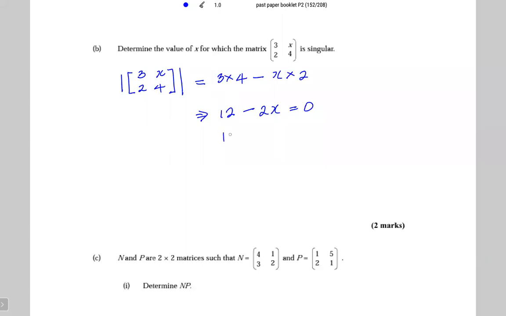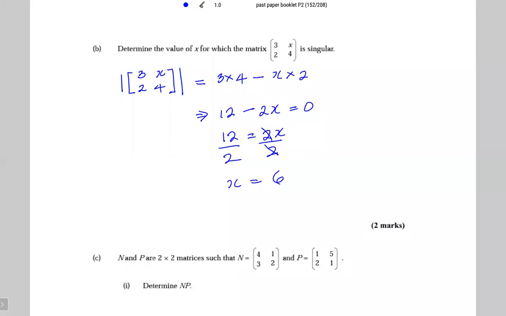If the matrix is singular, the determinant would be equal to 0. So therefore we'd have 12 is equal to 2x. Negative 2x goes over and becomes positive. Divide both sides by 2. And so x would be equal to 6. So in order for the matrix to be singular, x has to be equal to 6.